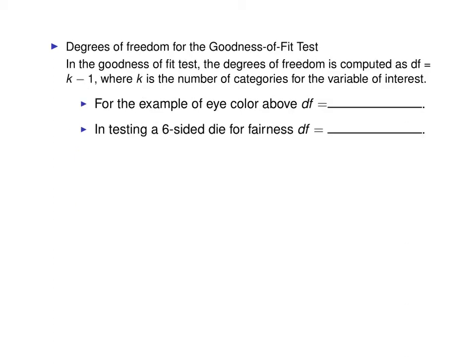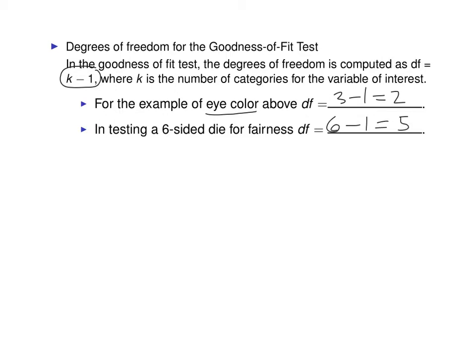Next, you have to know how to find the degrees of freedom for the goodness of fit test. The degrees of freedom is always calculated as k minus 1, where k is the number of categories for the variable of interest. For the example of eye color, we had 3 categories of interest. The degrees of freedom is 3 minus 1, or 2. For the 6-sided die, the degrees of freedom is 6 minus 1, or 5.